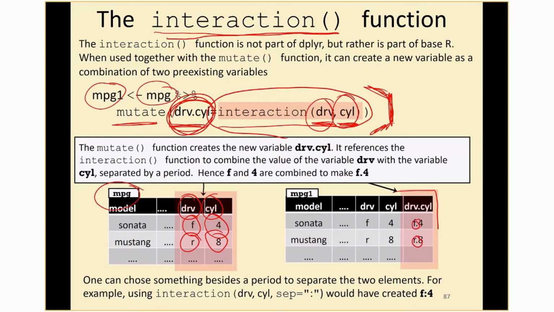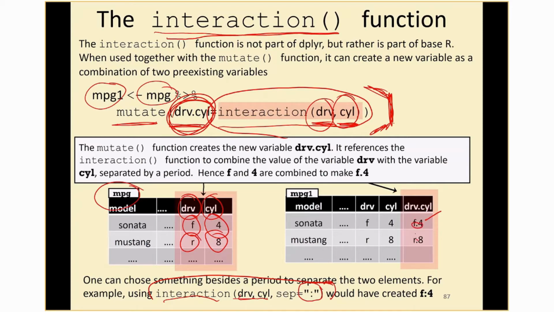If you don't want a period separating the value of drive from the value of cylinder, let's say you wanted a colon, there's the code that would do that. Use the interaction function, you specify the variables that you want combined, and then you say sep equals, and inside of quotes, you put the colon. And if that's the case, then instead of having these periods, you'd have colons as the separator.